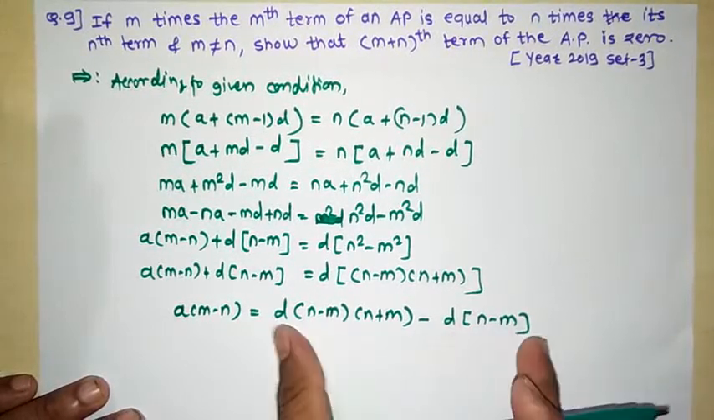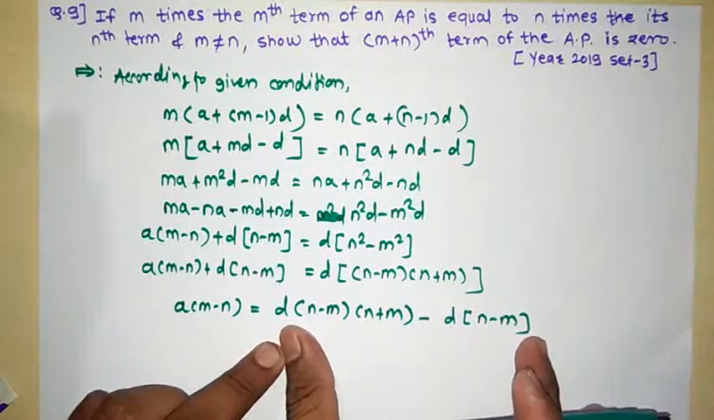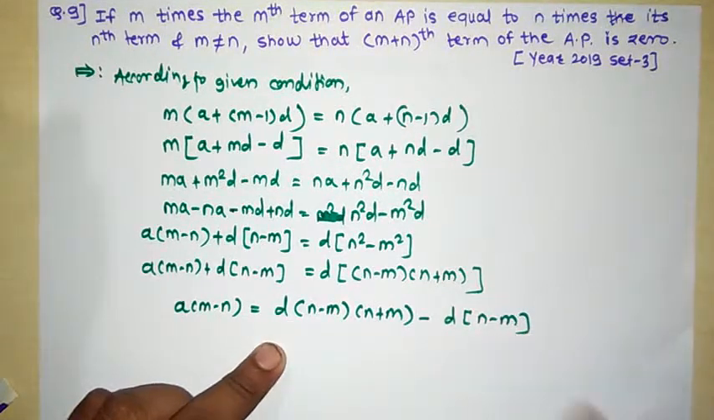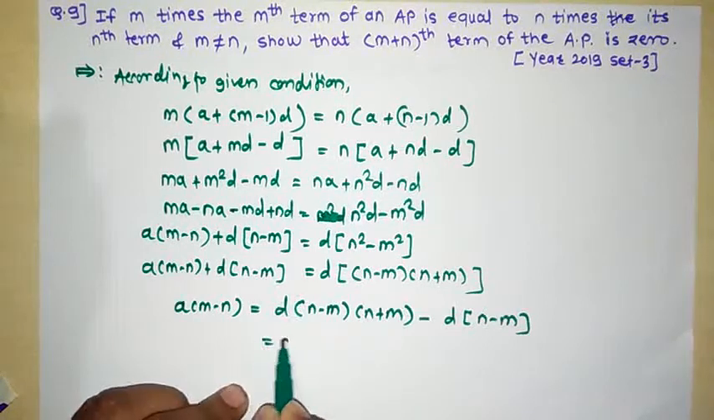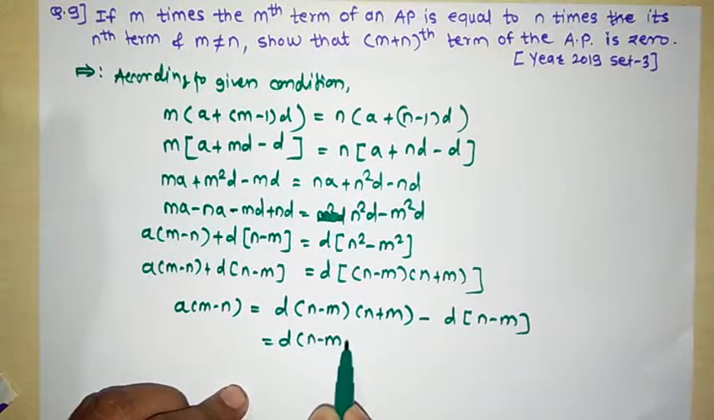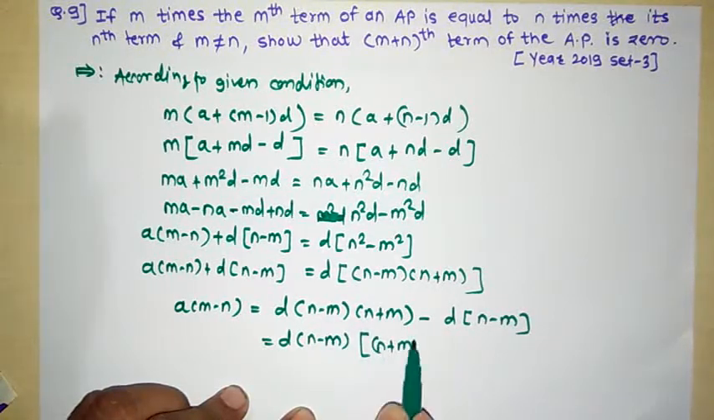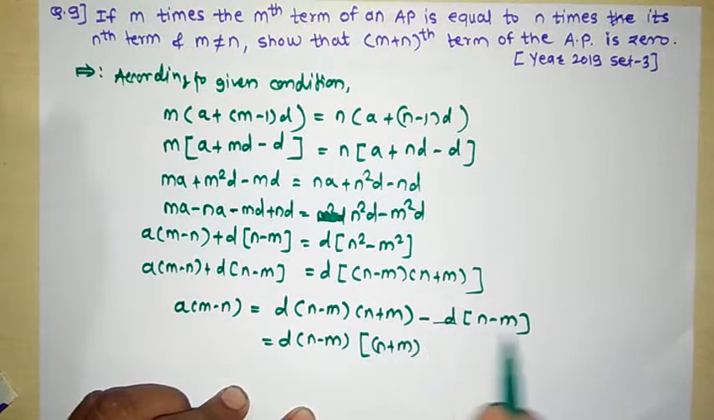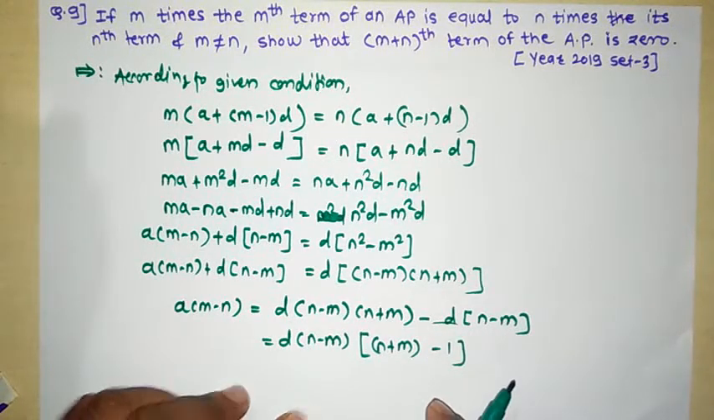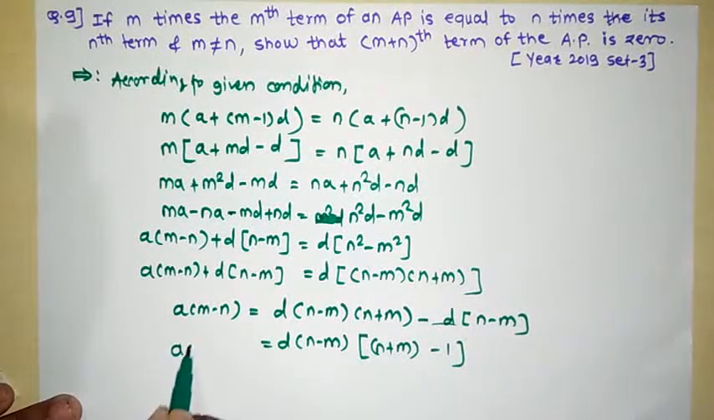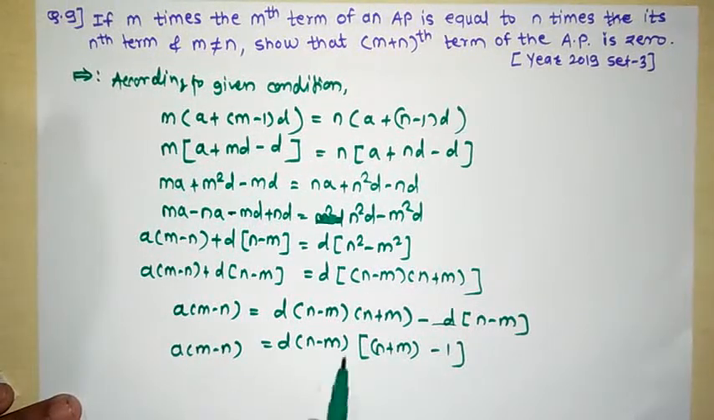Now from these two terms, what we will take common? d into n minus m we have to take common. If I take common, then what will remain in the bracket? Here n plus m will remain. From these terms n plus m will remain, and from these terms only minus 1 will remain here. We will get a m minus n is equal to this much.